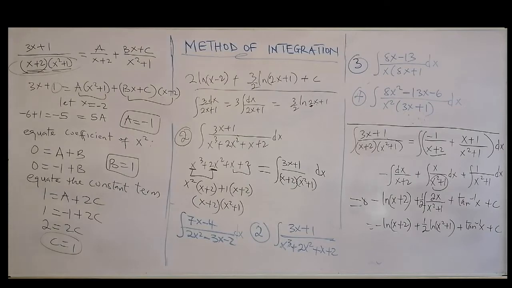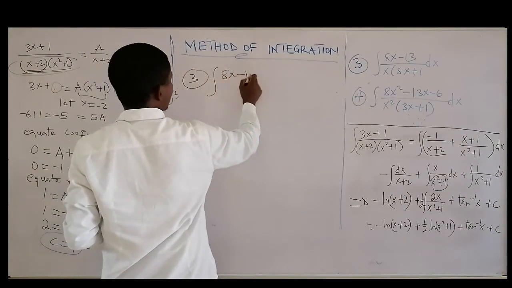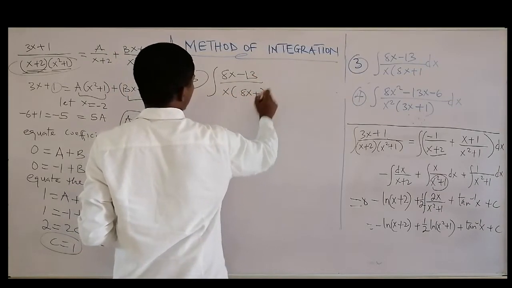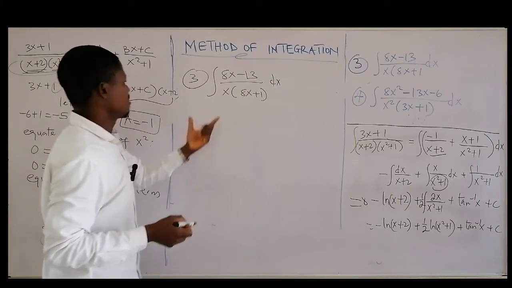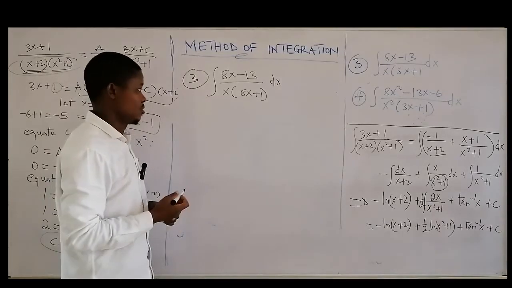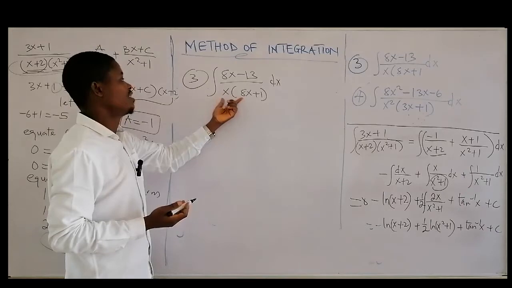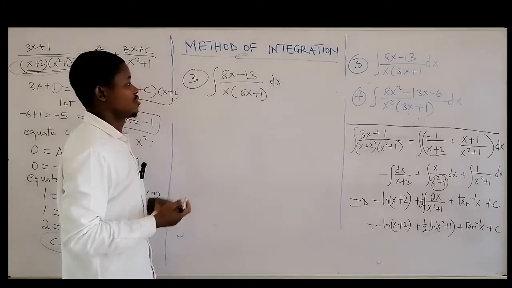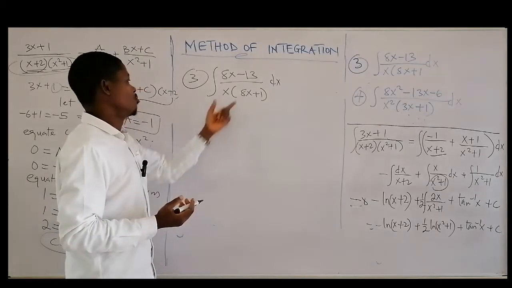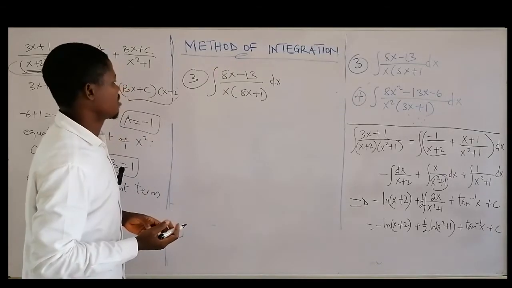Yeah, let's take one more. We have the integral of this over x into bracket 8x plus 1. If you check this, you realize that the two denominators are all linear factors. And also note that the degree of the denominator is higher than the numerator. So in that case, we can use partial fractions. Both linear, the degree is higher than the numerator, then use partial fractions.